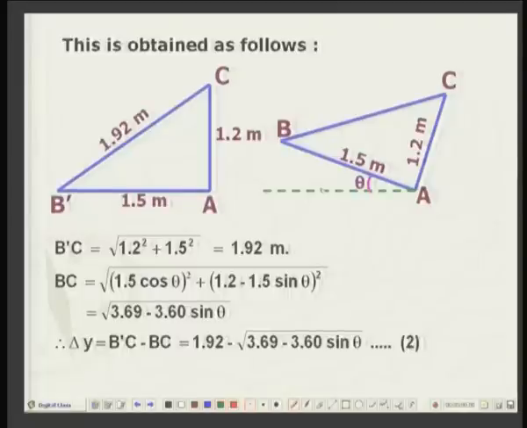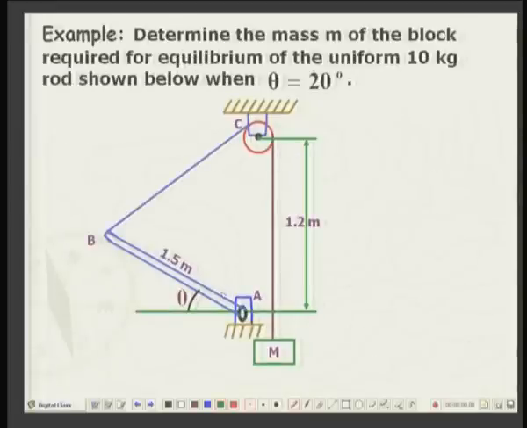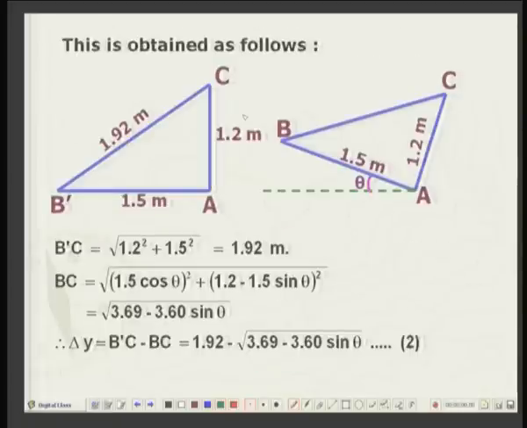To determine del y, all that is needed is trigonometry. In the datum condition AB'C, that is this part of the figure, when it is horizontal, AB is here and C is over here. When it has gone through a rotation of theta, then this is the configuration. All you have to do is find out B'C, which from the Pythagoras theorem you can easily see is the square root of 1.5 square plus 1.2 square, which comes out to be 1.92. So, this is 1.92.